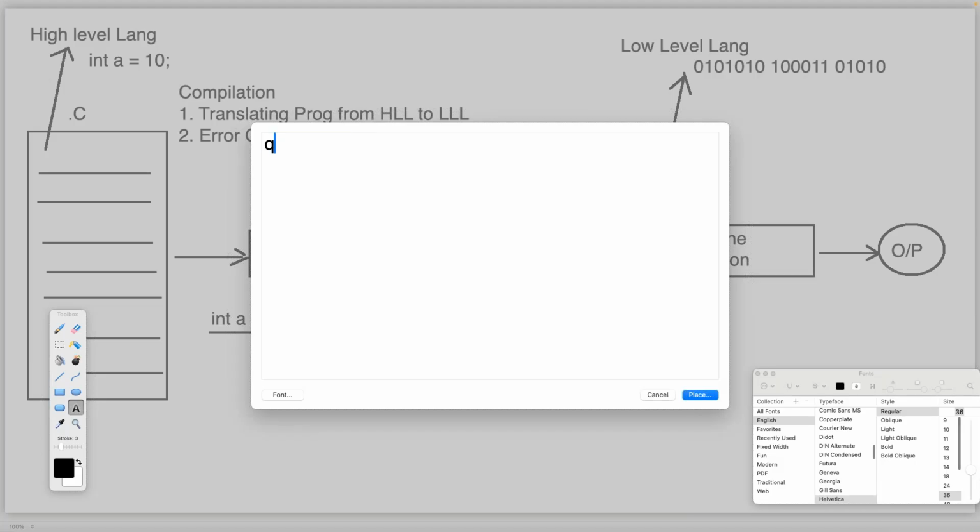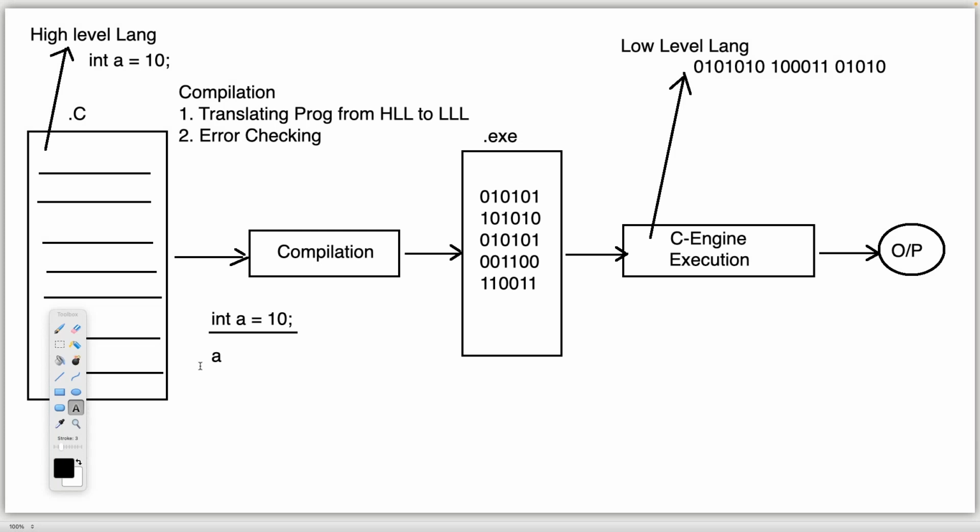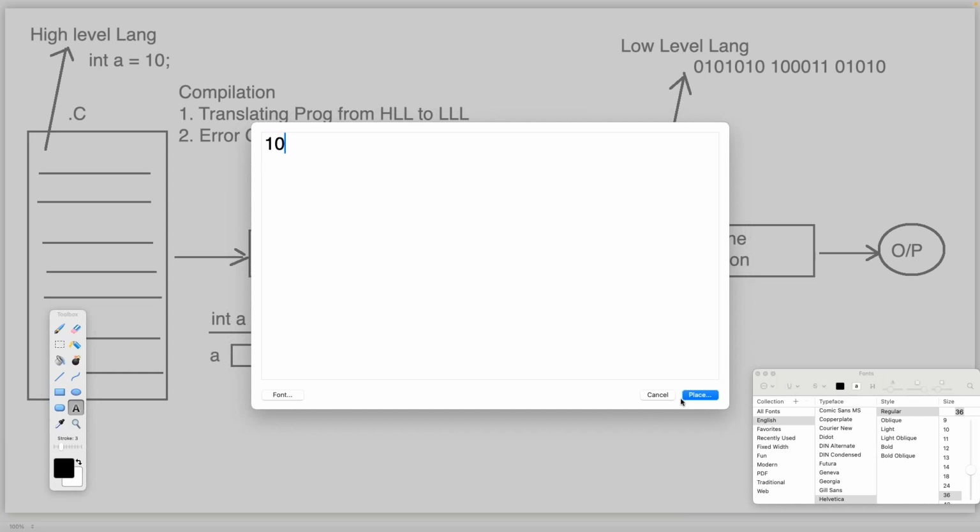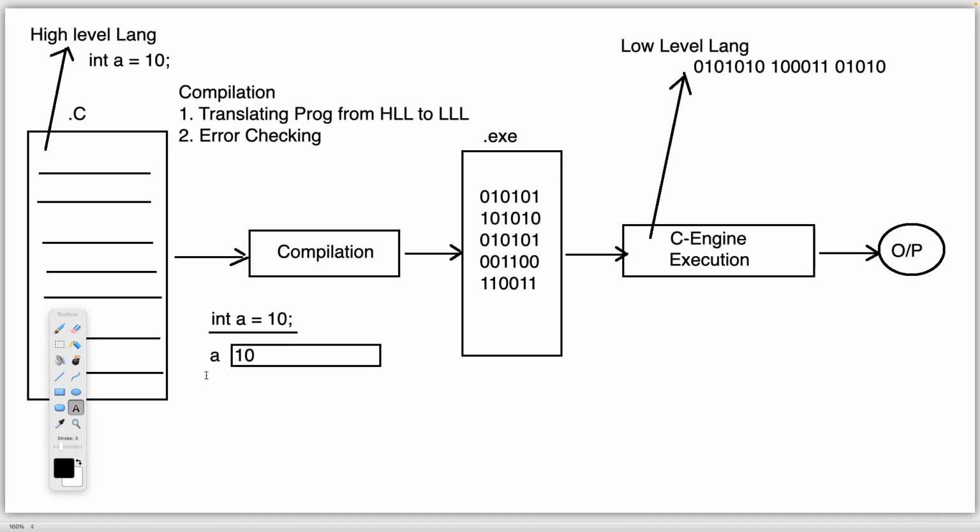A variable will be taken. What variable is taken here? The variable a. For that variable a, a block of memory will be created. How much memory? Maybe 2 bytes of memory in some programming languages, 4 bytes in some other programming languages, whatever it may be. Depending on the programming language, some block of memory will be created. Inside this block of memory, the value 10 will be stored. 10 is the data stored inside it.